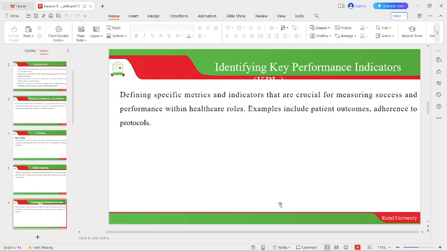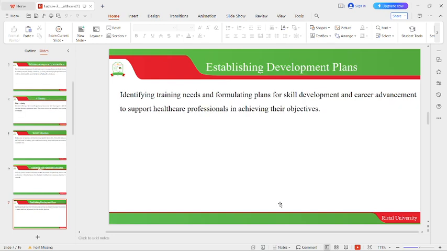So these are some of the performance indicators we are talking about under planning if you are to manage the performance of doctors and the midwives in the hospital or healthcare organization. So we're still under planning. Now you need to establish development plans. So after identifying the indicators, you need to develop a plan.